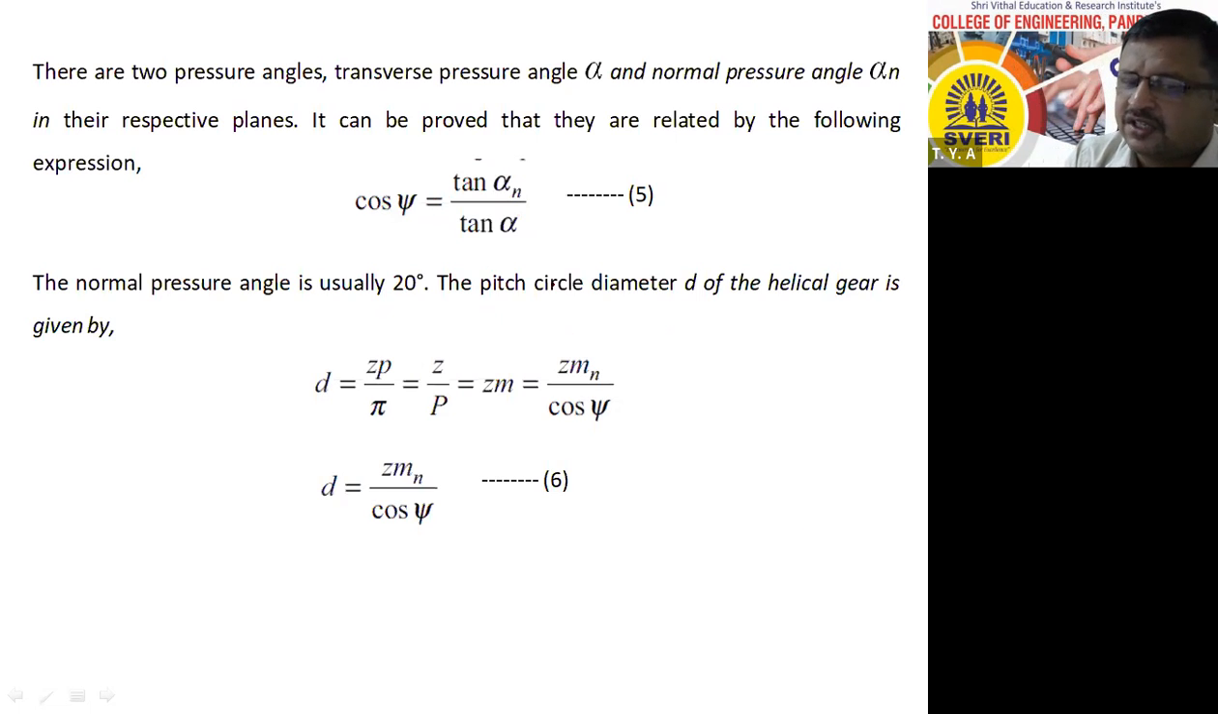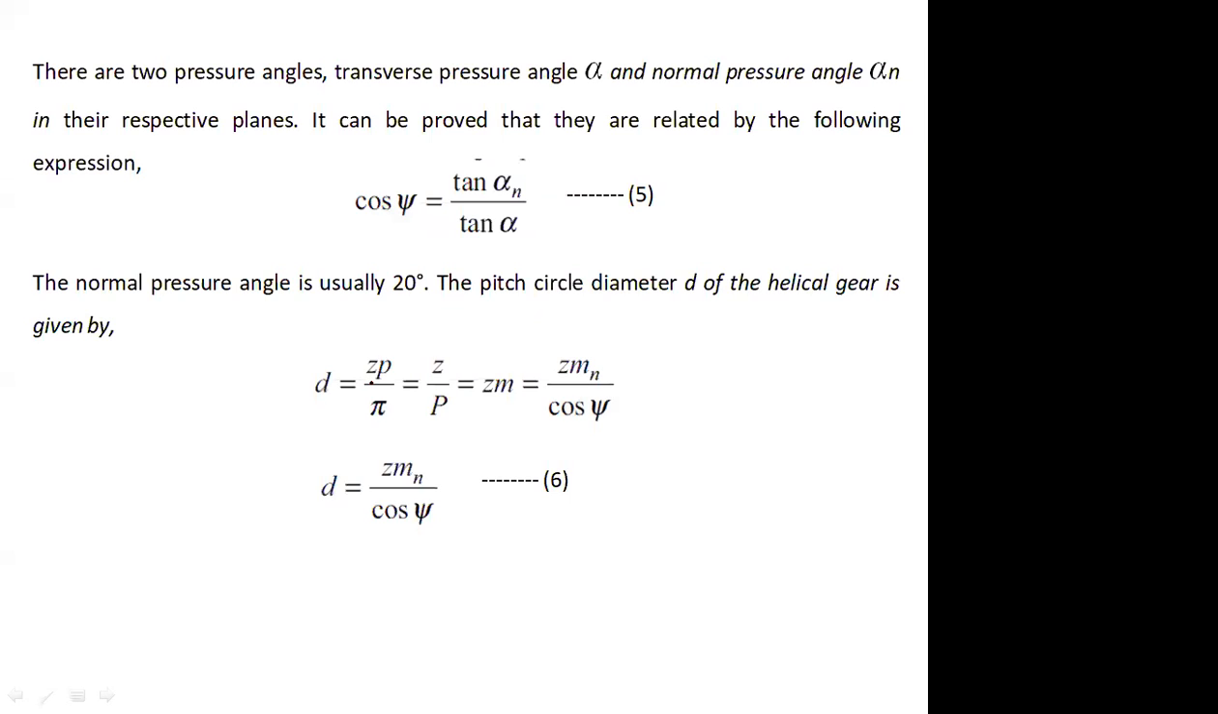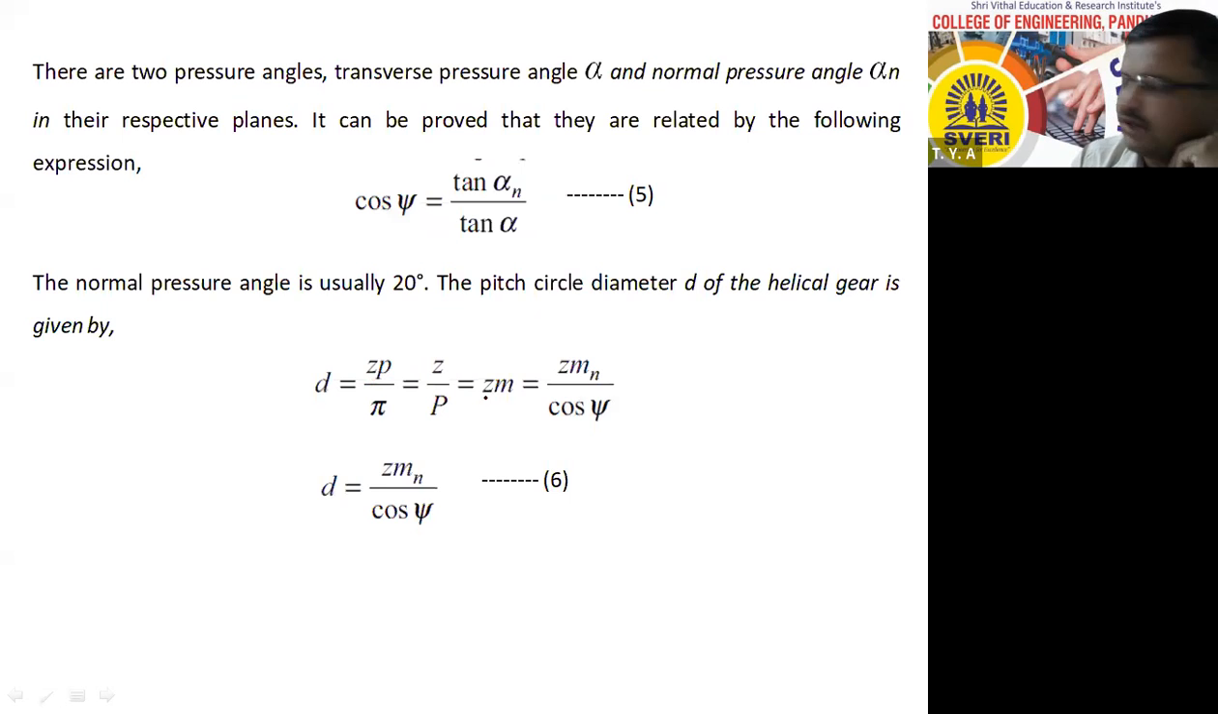The pitch circle diameter of the helical gear is given by Z into M. Directly write down Z into M. Now you are knowing that pitch circle diameter we have seen in case of spur gear. आपण बघितलं होतं M into ZP. बघितलं होतं का? हा फॉर्म्युला बघितला होता का? Same formula you have to write for helical gear. Directly you write down D is equal to Z into M. मग काय येणार?